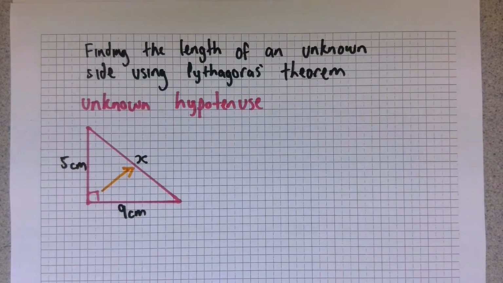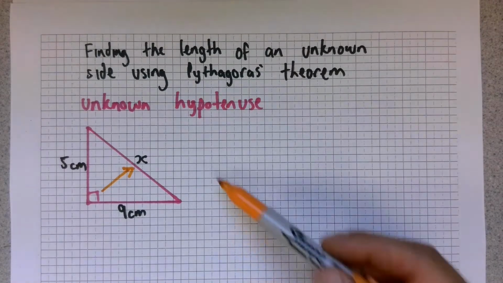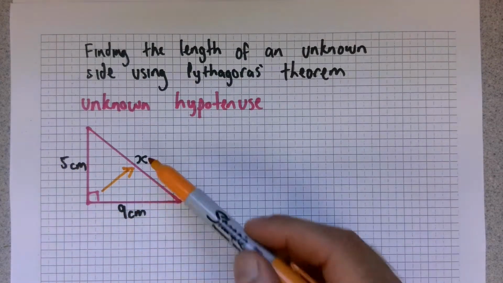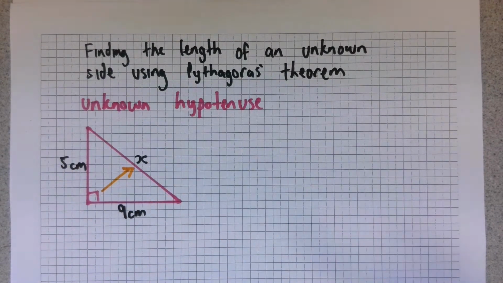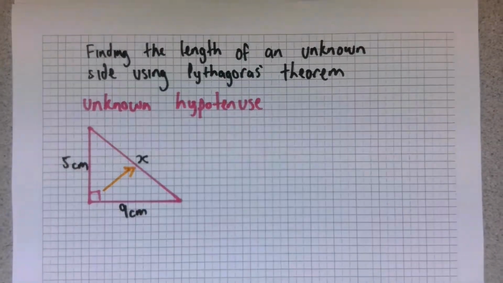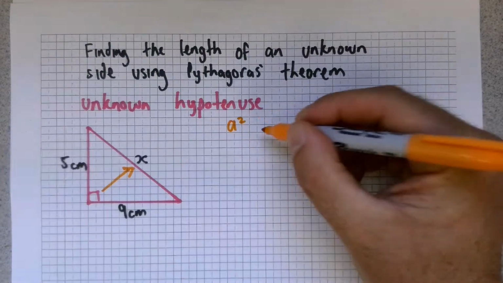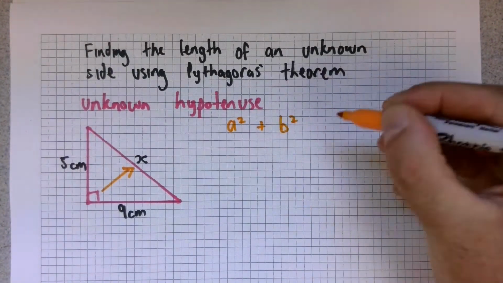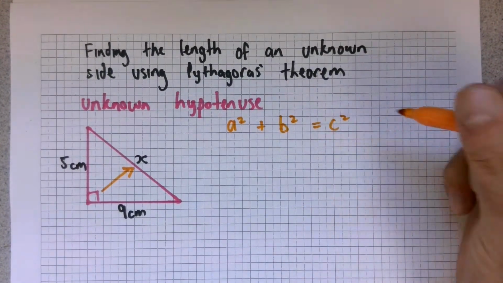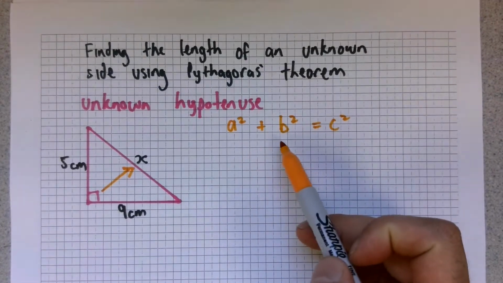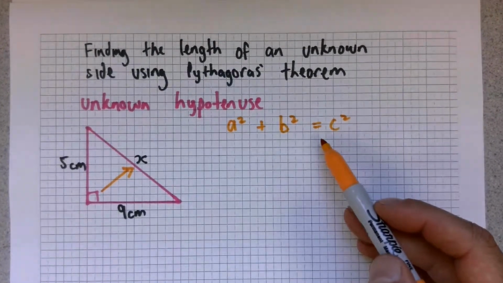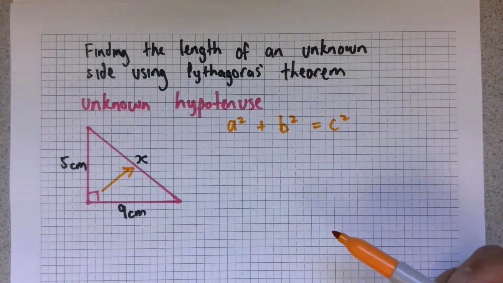My first step for solving these questions is to draw the triangle, put in the information you've got, including the x or the pronumeral for the unknown side, and then start by writing Pythagoras' theorem, which is a squared plus b squared equals c squared, or the sum of the two shorter sides squared is equal to the hypotenuse squared.